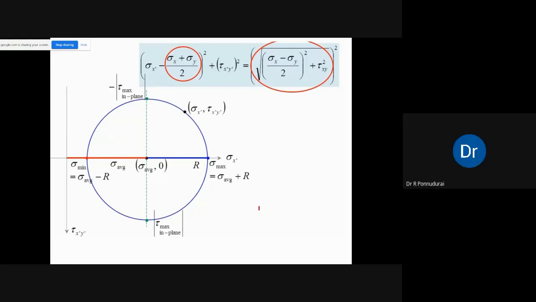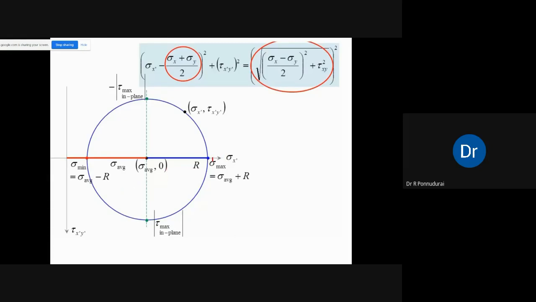Okay. The point where it cuts the sigma axis is sigma max here. In the same way, the circle cuts at this point, which is sigma minimum here. The vertical coordinate gives the maximum shear value, the modulus of the maximum shear value. In a 2D element, they may give the sigma x, sigma y at any given point. If it is rotated by theta, you have to find the angle theta. When we solve the problem, we'll understand.